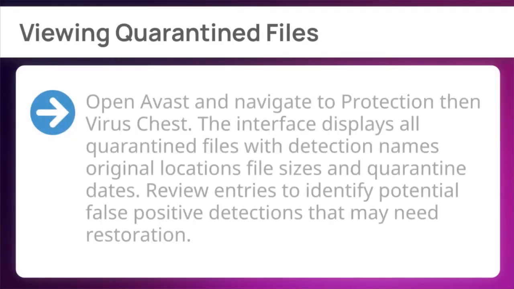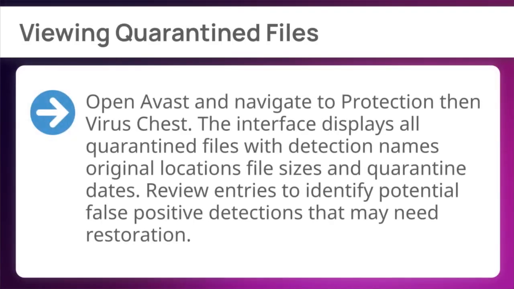First, viewing quarantine files. Open Avast and navigate to Protection, then Virus Chest. The interface displays all quarantine files with detection names, original locations, file sizes, and quarantine dates. Review entries to identify potential false positive detections that may need restoration.